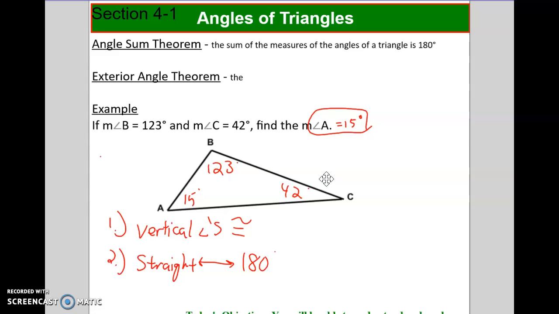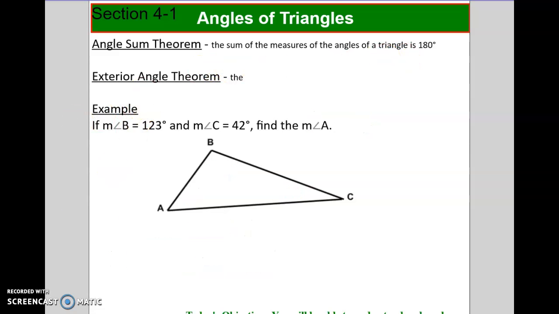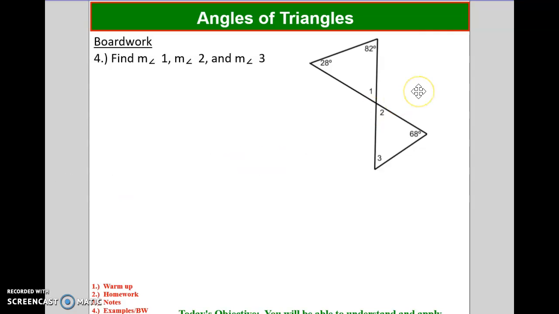Now that you know this, couple that with the two most used rules in all of geometry: vertical angles are congruent and straight lines equal 180. With the rule that triangles equal 180 also, we're going to try what's called a bow tie example. It's shaped like a bow tie. But you've got to use those three rules, and if you use those three rules, you are set forever.